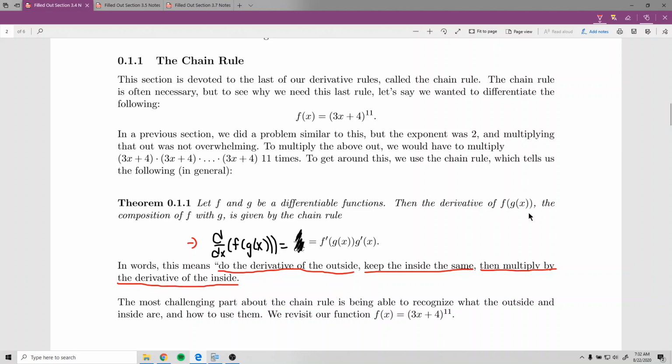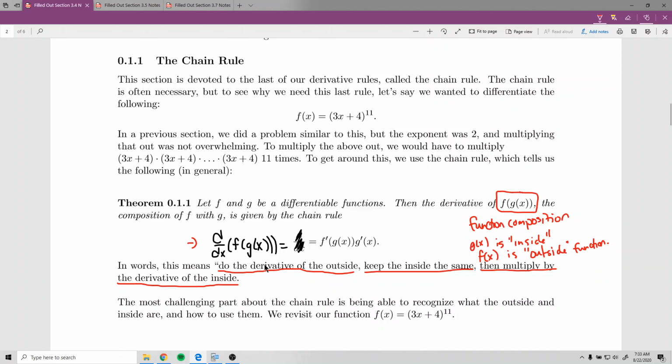Now, you should have seen function composition before in a college algebra class. So there is that requirement, but I'll remind you, when you have a function composition like this, what your formula is telling you is that g of x is the inside and f of x is the outside function. So that's where this inside outside comes from. Do the derivative of the outside, keep the inside the same, so it's still inside, then multiply by the derivative of the inside.